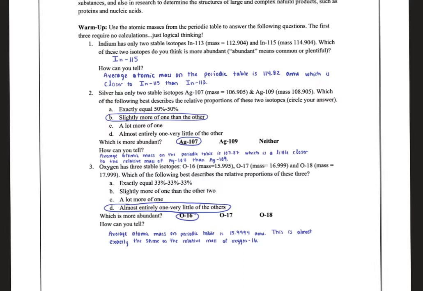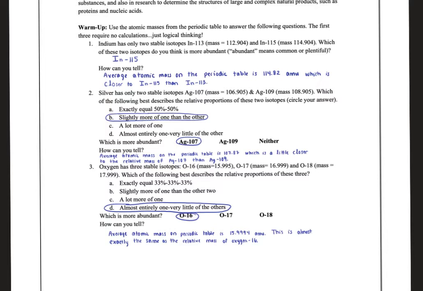I said indium-115. The reason is because on the periodic table, indium has an average atomic mass of 114.82 AMU, which is much closer to the mass of indium-115 than it is the mass of indium-113. So what that means is there are more indium-115. It is more abundant than indium-113. It has more say in what the weighted average is, that average atomic mass on the periodic table.